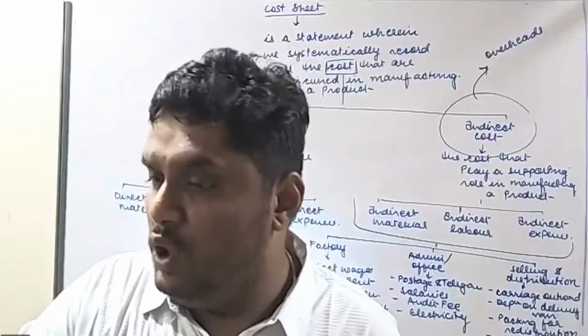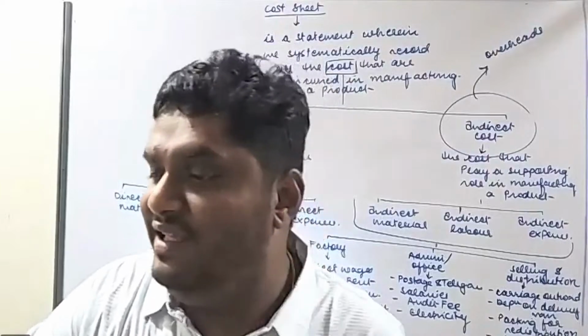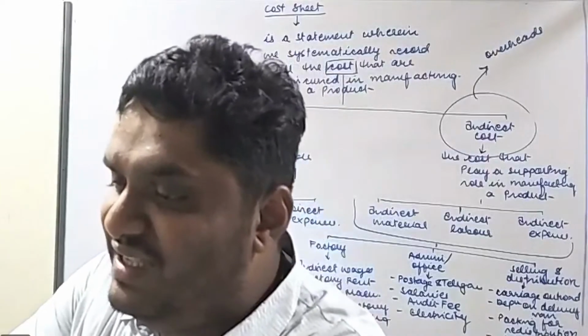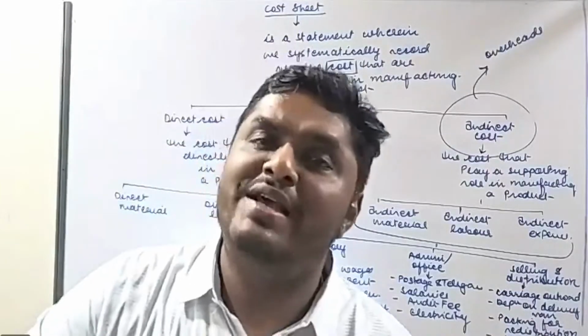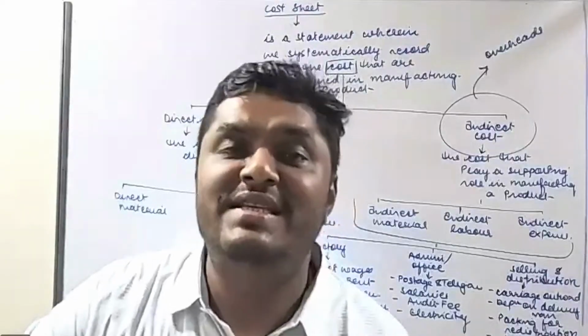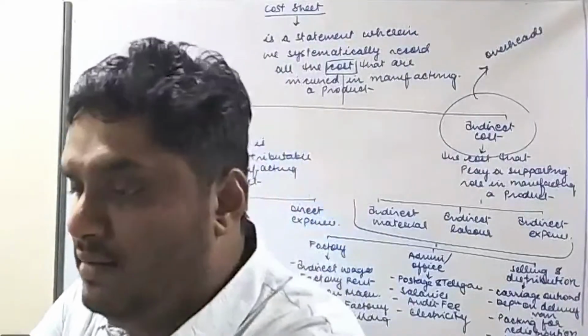For this, you have to learn Accounting Standard 19, that is operating and financial lease. Financial lease is more or less like interest, and operating lease is actually the rent.